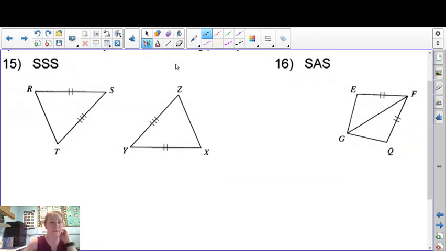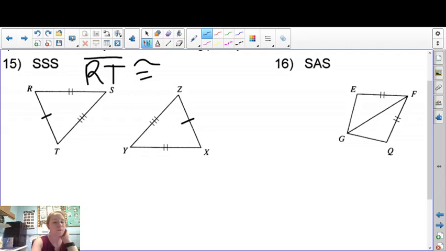I need side, side, side. So I'm missing these last sides. Let's go R to T. So R hits the side that has a 2. So which other letter hits the side that has a 2? Good, the X. So X to Z.